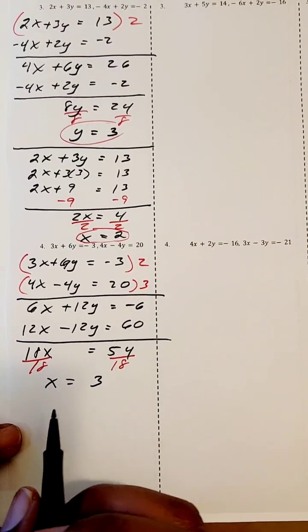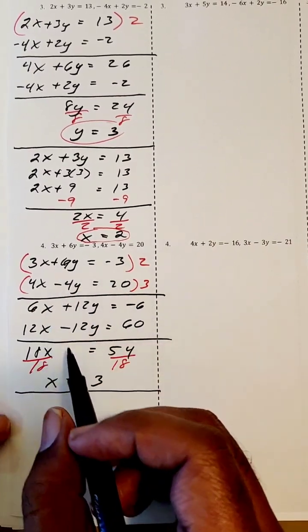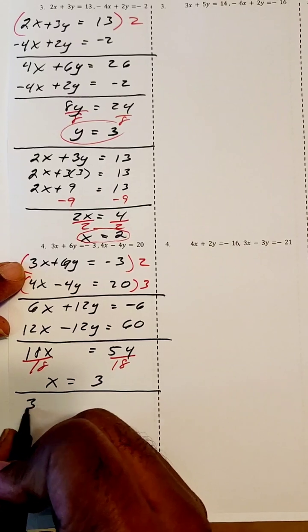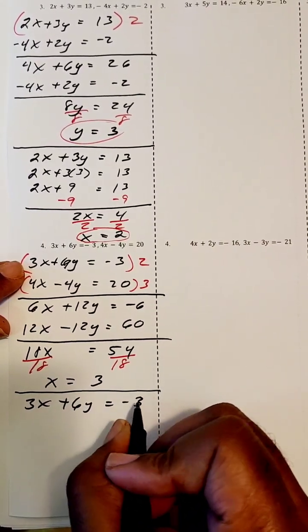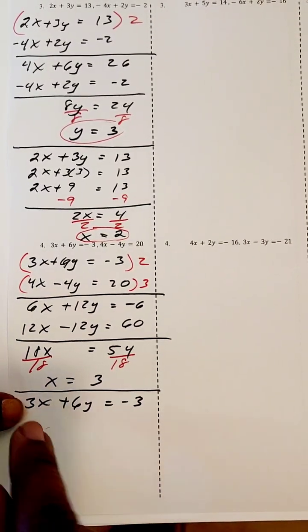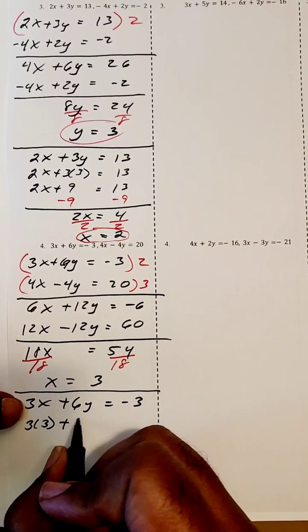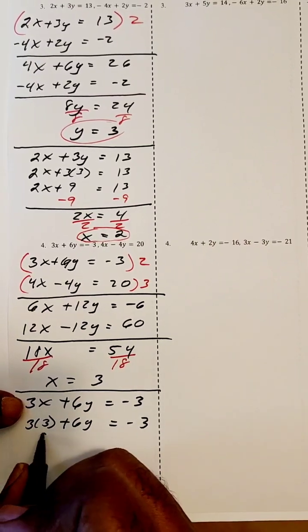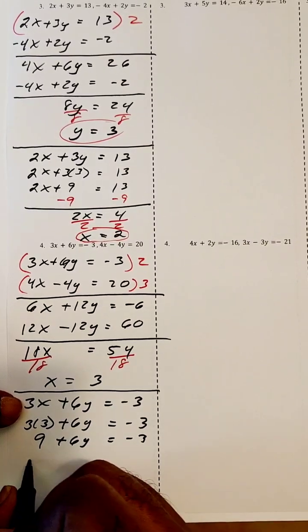Alright, so next, we want to take one of the equations. Let's take the 3x plus 6y equals negative 3. And we will substitute our x for 3. So this will become 3 times 3 plus 6y equals negative 3. And 3 times 3 is 9 plus 6y equals negative 3.